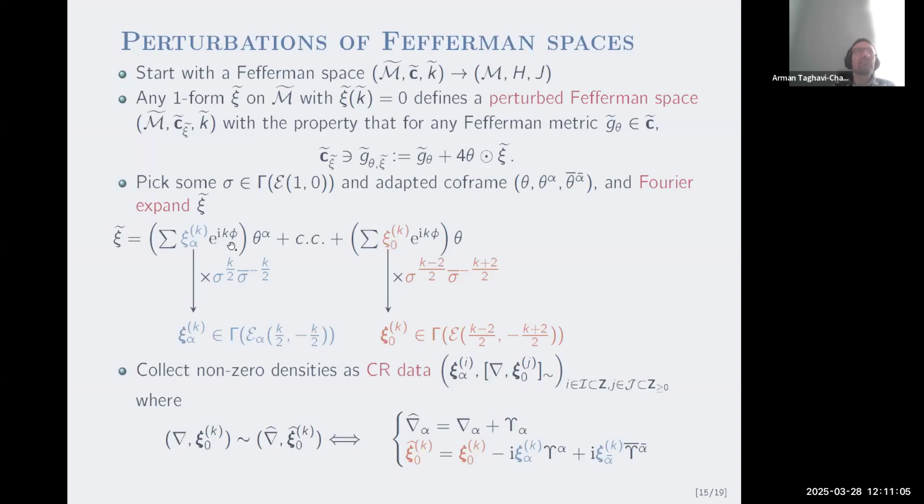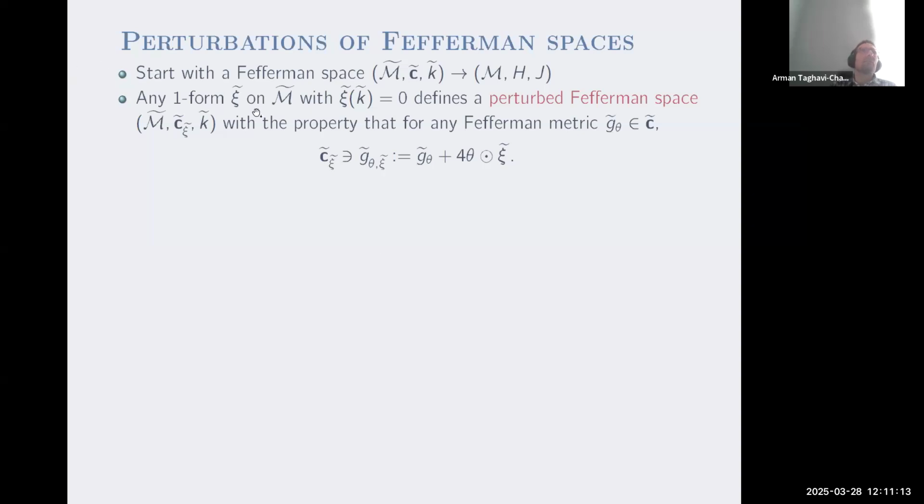Now, this is a little bit technical, but here I will summarize this very quickly. So maybe I will hide it. So xi tilde is a basic, semi-basic one-form on a circle bundle. This means that I can actually take the Fourier expansion of its components.